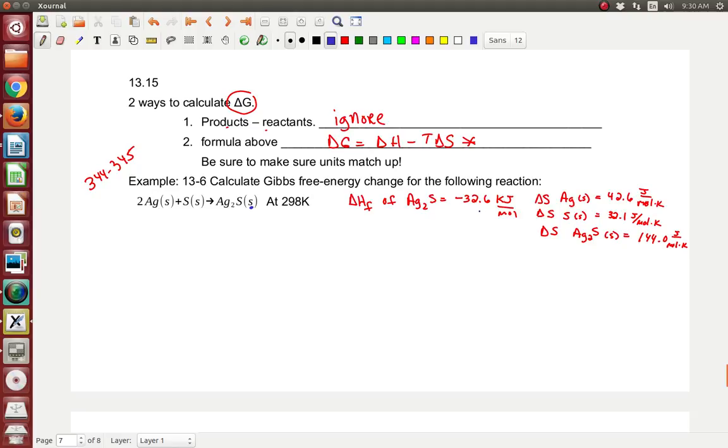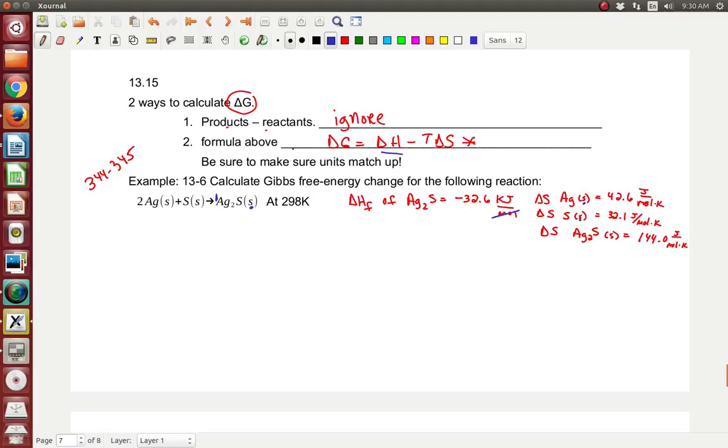32.6 kilojoules per mole. Now, the deal is we only have 1 mole right here, so when we put it into the formula for delta H, it's just 1 mole of it, so it's just going to be kilojoules. The entropy, the delta S for solid silver is 42.6 joules per mole times Kelvin. The entropy for sulfur solid is 32.1 joules per mole times Kelvin. And the entropy for Ag2S is 144.0 joules per mole Kelvin. We're going to need all those values.